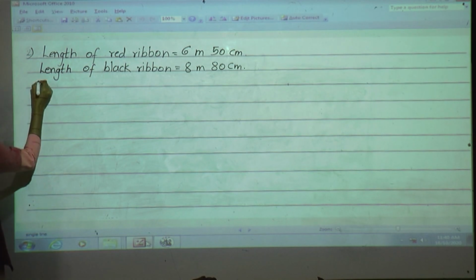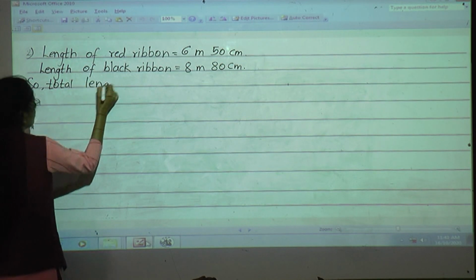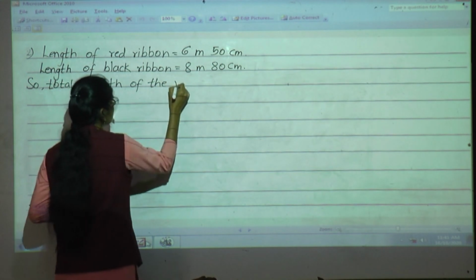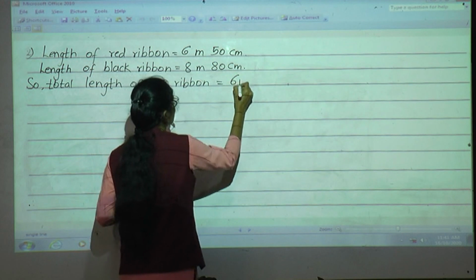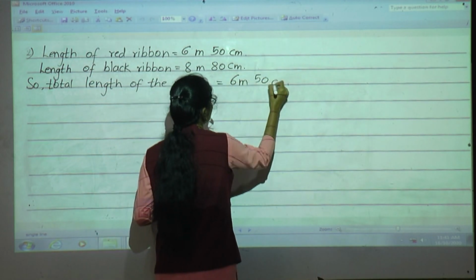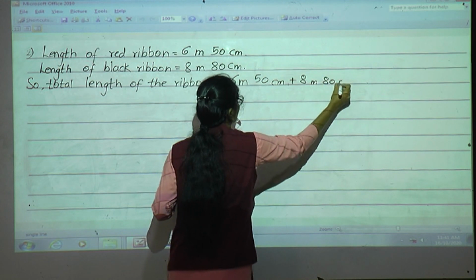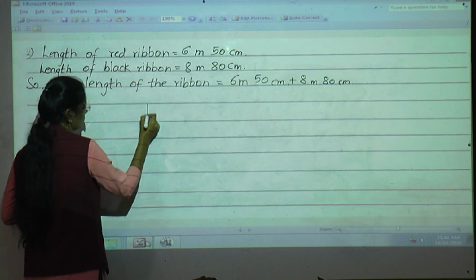So here we will write, total length of the ribbon is equal to 6 meter 50 centimeter plus 8 meter 80 centimeter. Okay, now we will do the addition here again.